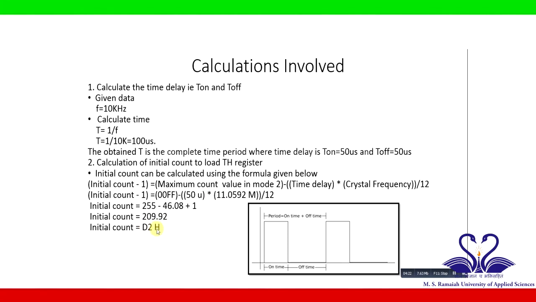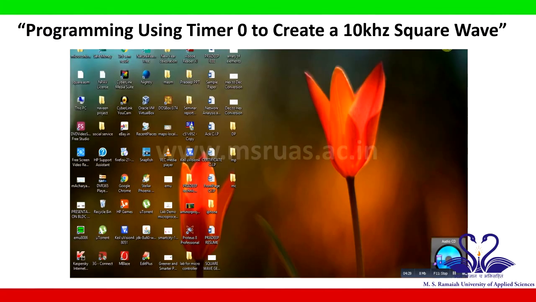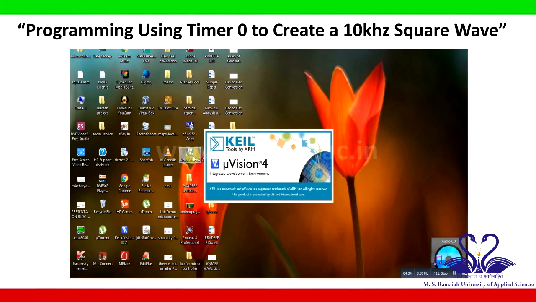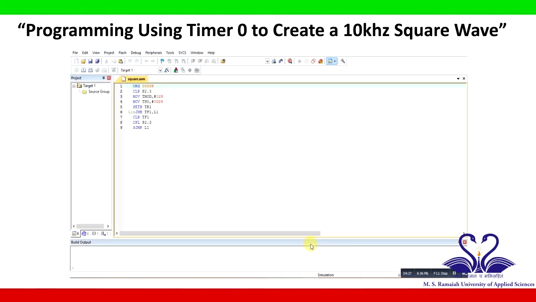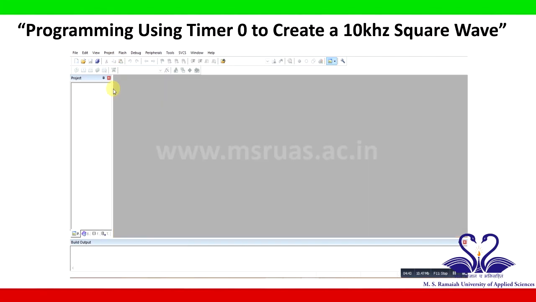When you substitute all these, we obtain the value to be 209.92. When we convert it into hexadecimal value, we get the value to be D2. So this D2 value needs to be loaded into TH register while doing the programming. After the calculations are done, click on the Keil MicroVision 4 software.